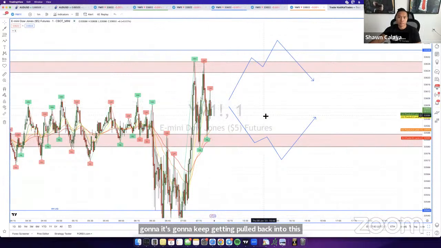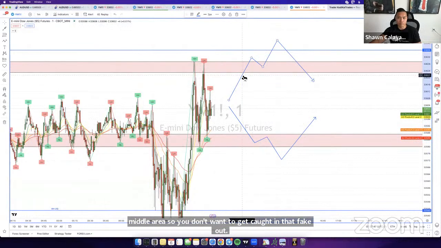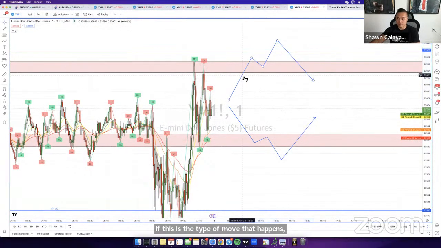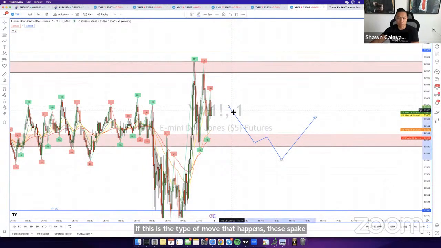I've seen this pattern play out a lot of times, so I already know it's going to play out like that if this is the type of move that happens. These fake outs always play out. It's something that you don't want to get caught in.